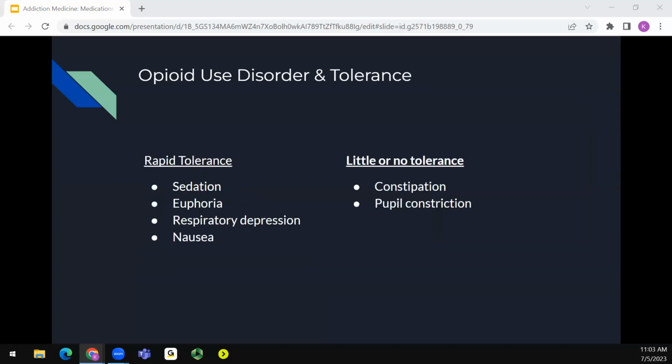So opioid use disorder, or OUD, is a complex illness characterized by compulsive and chronic use of opioid drugs, even when the person wants to stop, and that causes clinically significant distress or impairment. With repeated exposure to opioids, tolerance, or needing more to produce the same effect, develops, and tolerance develops at different rates and to different degrees for different symptoms. So little or no tolerance develops for constipation and pupil constriction, but you will get rapid tolerance for most of the other symptoms.